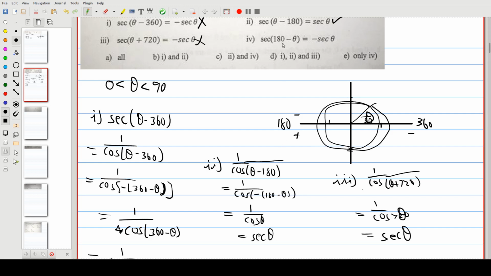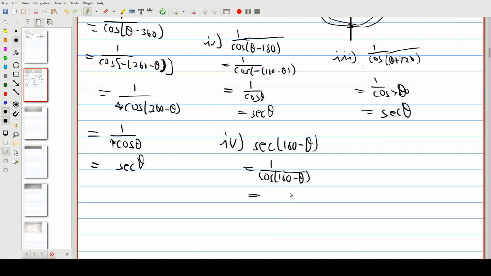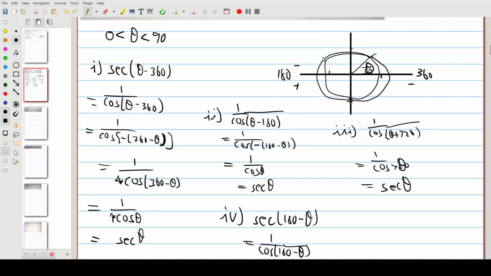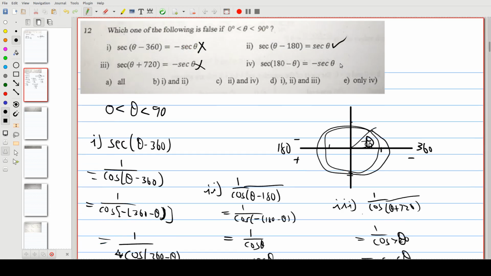And then finally sec of 180 minus theta for the fourth version. So that's the same as 1 over cos of 180 minus theta. And now if we have cos of 180 minus theta, we know that's negative, cos is negative there. So that's the same as 1 over negative cos theta, which will give us negative sec theta. Okay, so that is negative sec theta, yes. So these two are correct. So 2 and 4. There we go.